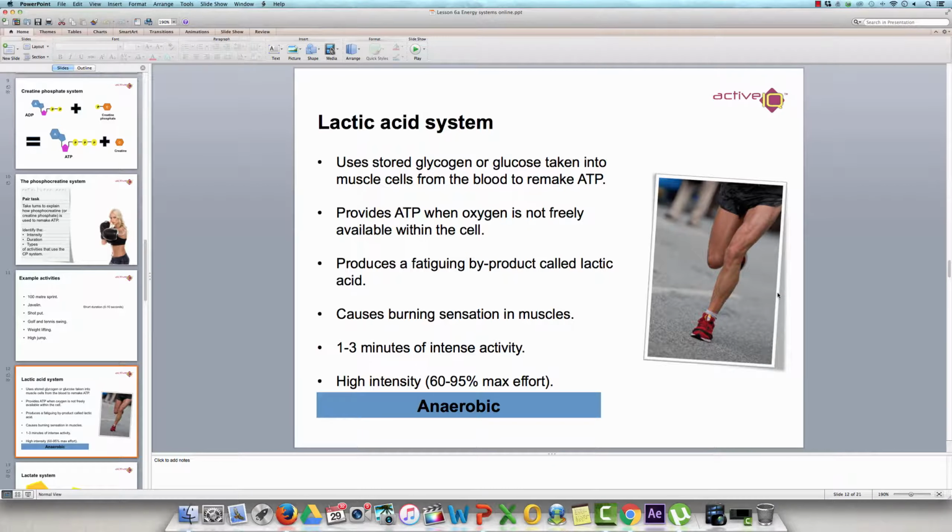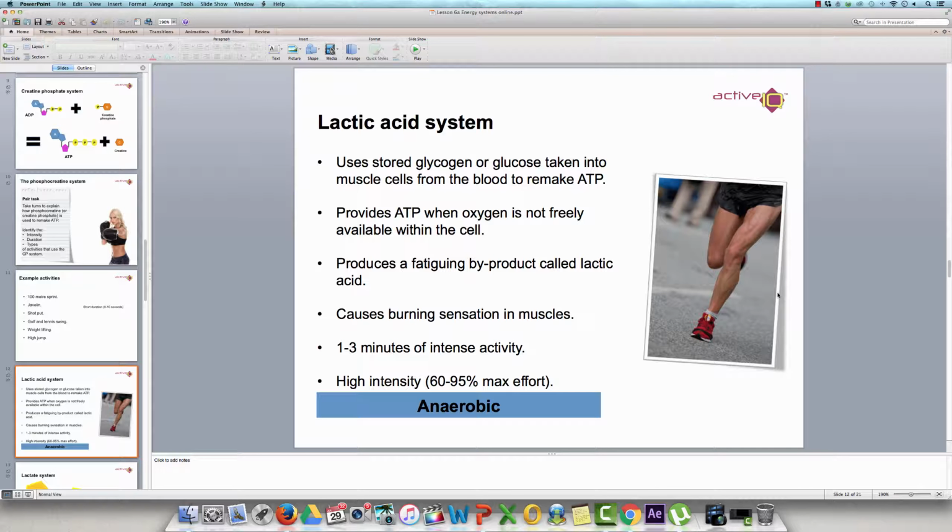After that, we have the lactate system. The lactate system is normally the one that everyone hates because it really burns, and we'll talk about why and how that happens. The lactate system is again anaerobic, so it's without oxygen. We don't need oxygen for this system to work. What it does is it takes stored glycogen or glucose to the muscle cells to remake ATP. This system kicks in when oxygen is not freely available, so we've used up all of the creatine phosphate system.